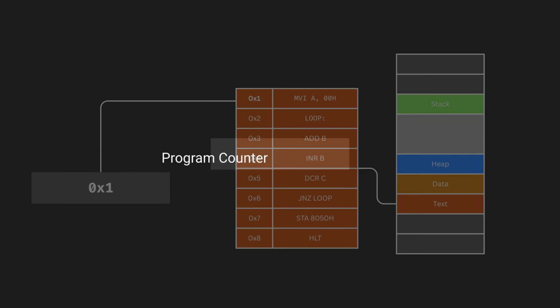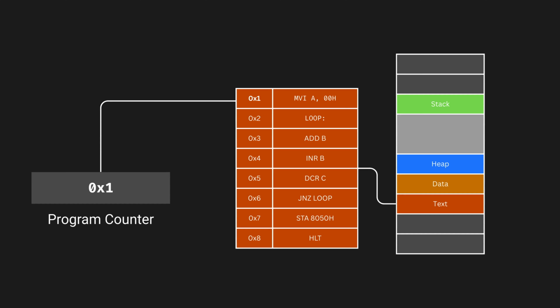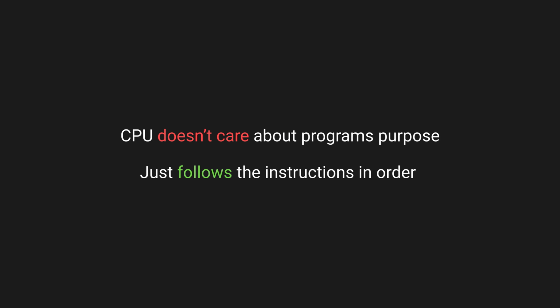The CPU has a special register called the program counter. This register holds the memory address of the next instruction to execute. At the start of a program, the program counter points to the first instruction in the text section. After each instruction is executed, the program counter updates to point to the next instruction. If the program has loops or conditions, the program counter might jump to a different memory address to execute a different part of the code. Here's a small but important detail. The CPU doesn't care about the program's purpose, it just follows the instructions in order, guided by the program counter.